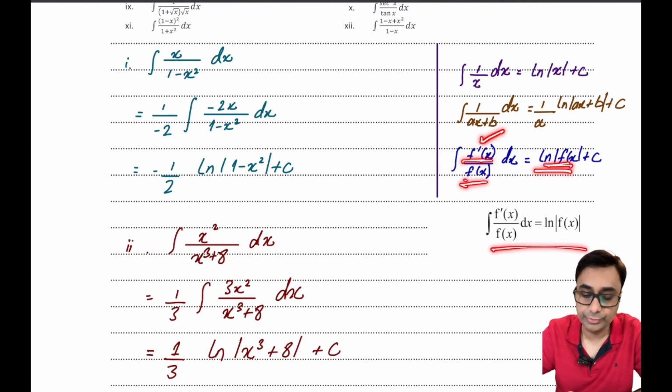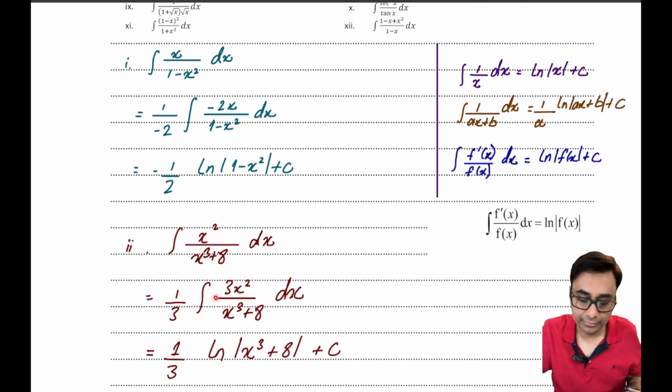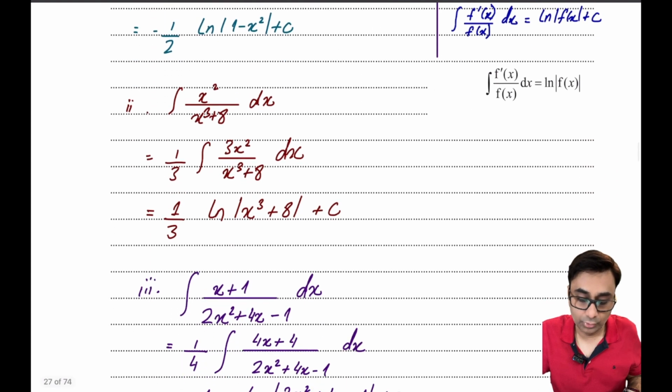This formula is given to you in the formula sheet. You're not learning any of the formulas. You're just learning how to use them by recognition. So if I have a derivative and a function, I can directly write it down as ln function. This 1 over 3 was brought in for adjustment, and it will stay there. Let's have a look at another example.